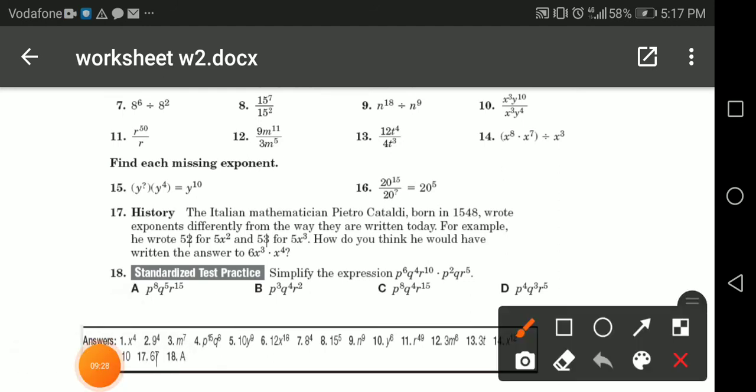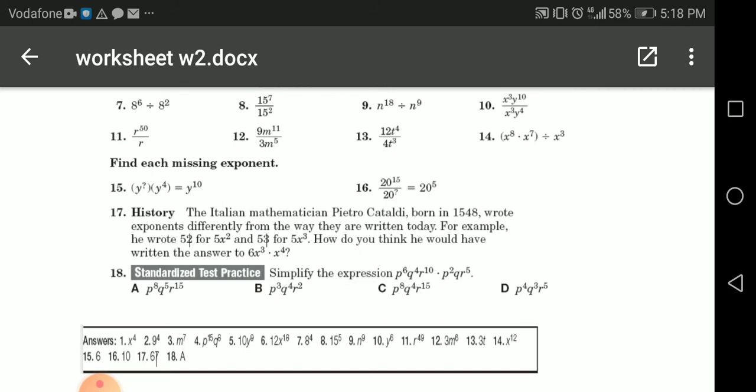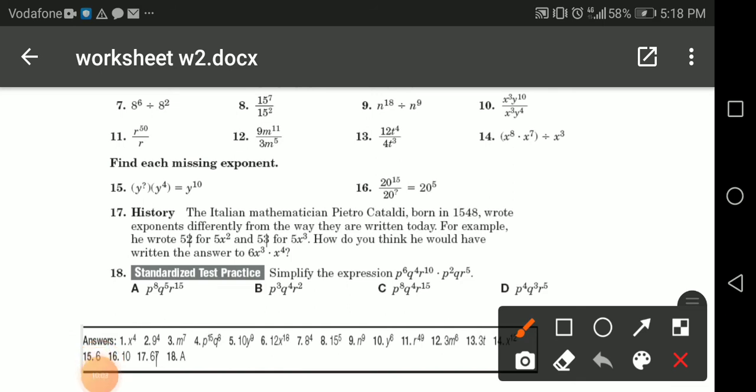Okay, guys, let's see this one. The word problem, it's important. The Italian mathematician Pietro Cataldi, born in 1548, wrote exponents differently from the way they are written today. For example, he wrote a special sign for 5x to the second power, and another sign for 5x to the third power. How do you think he would have written the answer of 6x to the third power times x to the fourth power? I have here 6x to the third power multiplied by x to the fourth power.